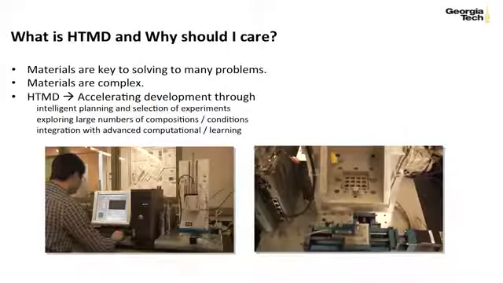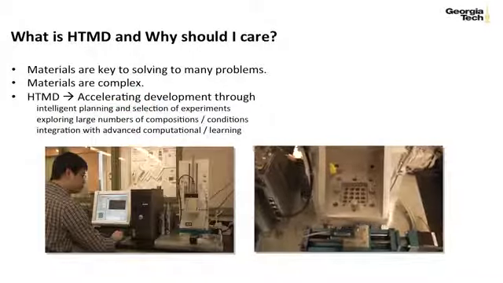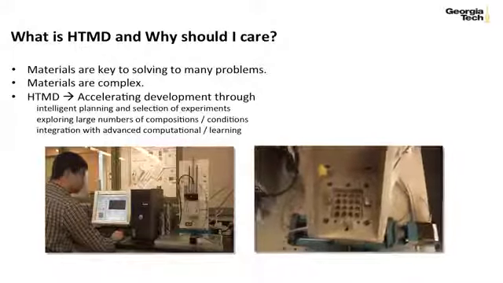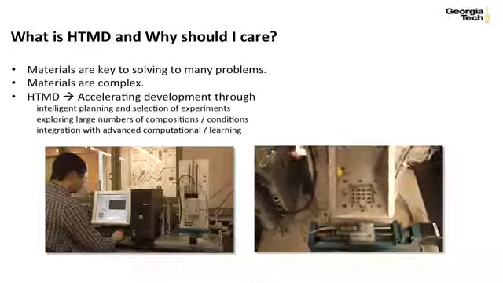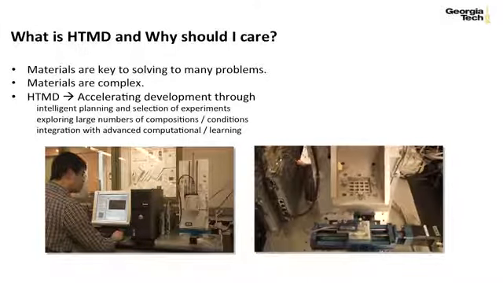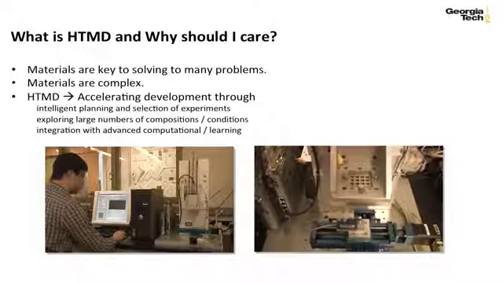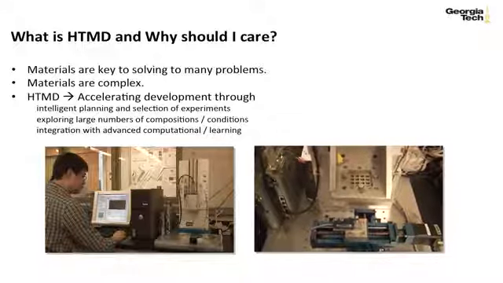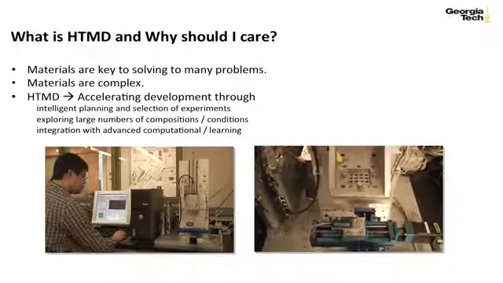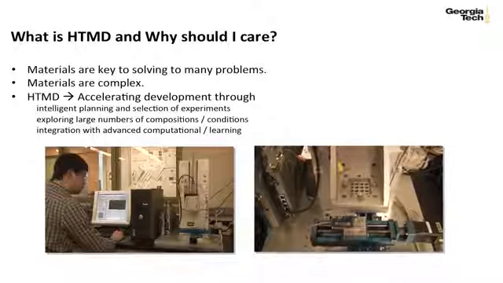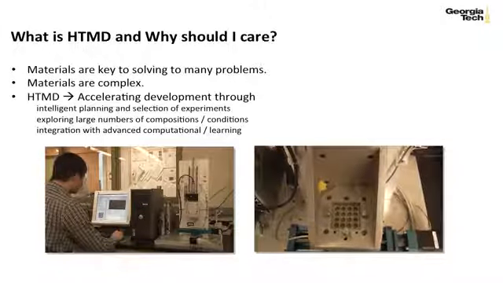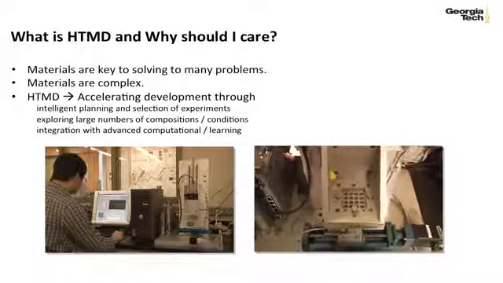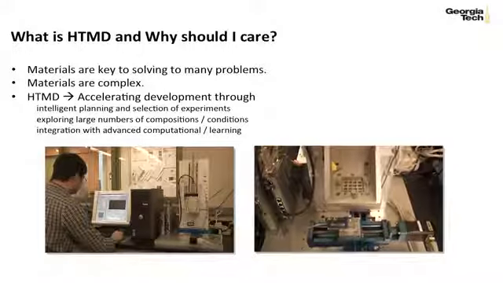So HTMD, or high-throughput materials development, is a set of tools designed to accelerate development through three steps. The first is intelligent planning and selection of experiments. The second is exploring large numbers of compositions and processing conditions in a relatively short amount of time. And third, integration of the large data sets that you generate with advanced computational and learning techniques.